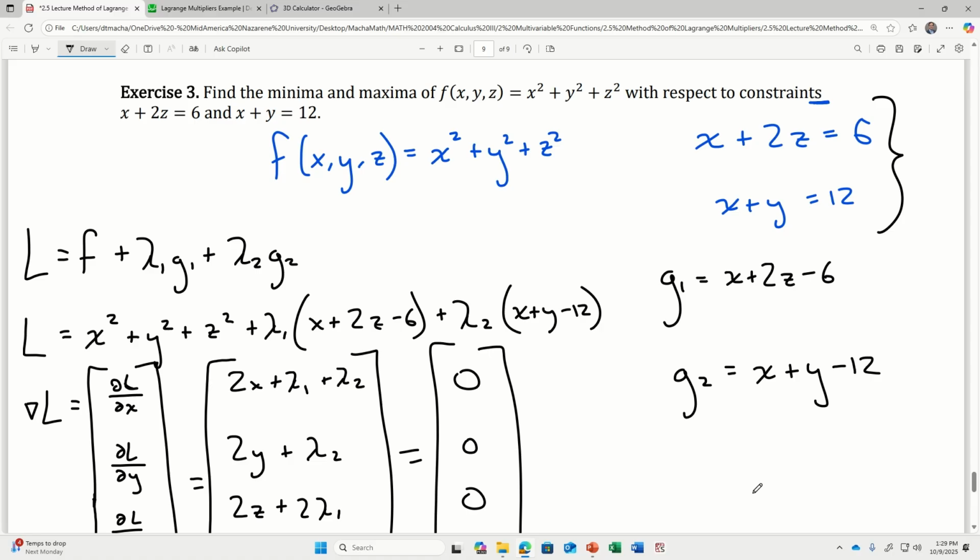If you find out it's the opposite, if the value at your stationary point is larger than at another point that satisfies your constraints, then you found a maximum. So find the stationary points first and then try to figure out if the stationary points are maximums or minimums.